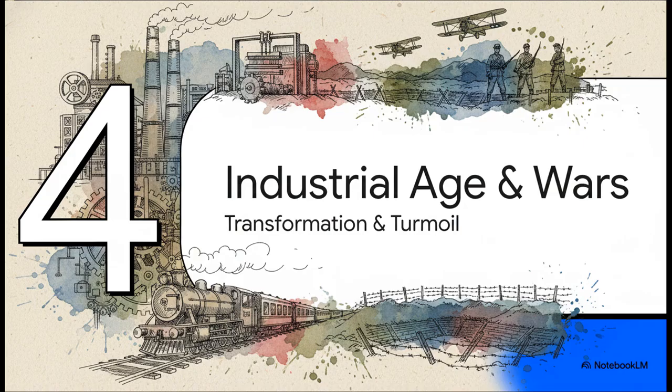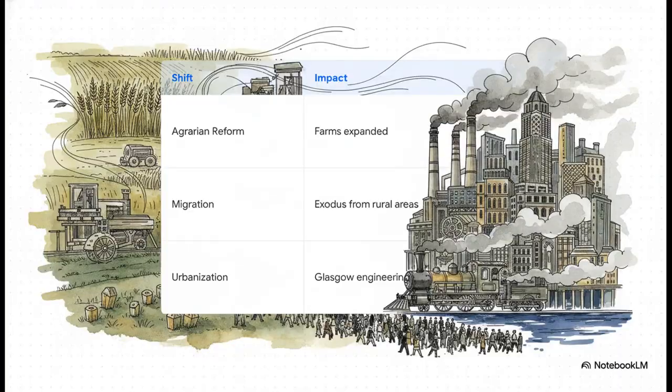All right, Part 4, Industrial Age and Wars, Transformation and Turmoil. Moving into the 19th and 20th centuries, the very fabric of Scotland changes completely. We see aggressive agrarian reforms drastically changing the landscape. As farms modernized and expanded by about a third, it triggered a massive exodus.